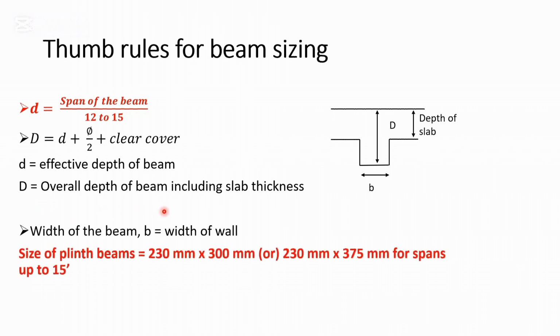You can consider size of the plinth beam as 230 mm by 300 mm or 230 mm by 375 mm for spans up to 15 feet and 230 mm by 450 mm for spans more than 15 feet. You may have noticed that the size of the plinth beams comes out to be very less as compared to the size of the beams at typical floor level. This is because the plinth slab is resting on the soil, hence we do not apply any load on this slab at the plinth level as well as the plinth beams. Hence, the size of the plinth beams will be much less.